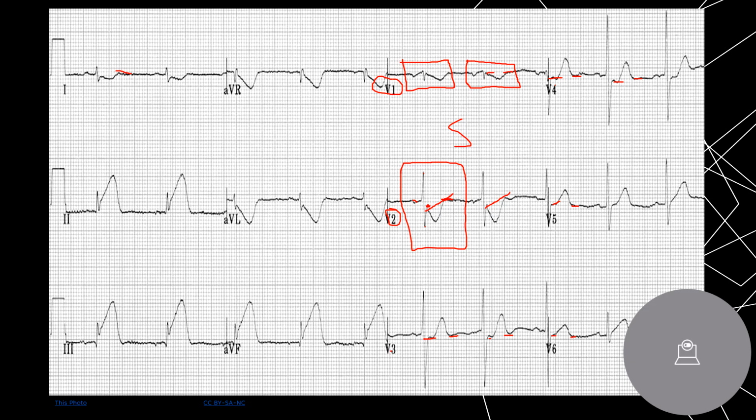This is baseline. This is one whole complex. This is baseline. P, QRS. This is the front of the T wave. Depression. Depression. Now look at 2, 3 and aVF.